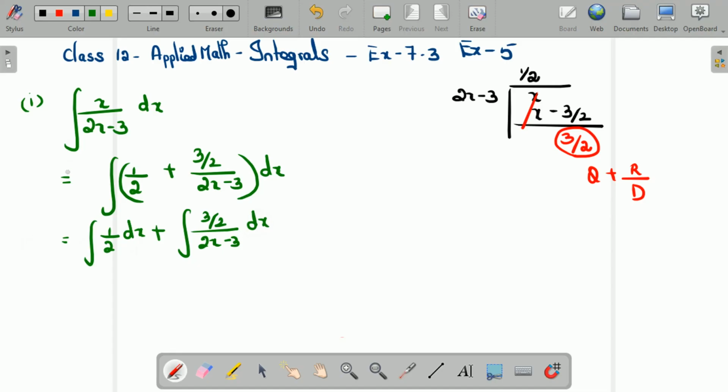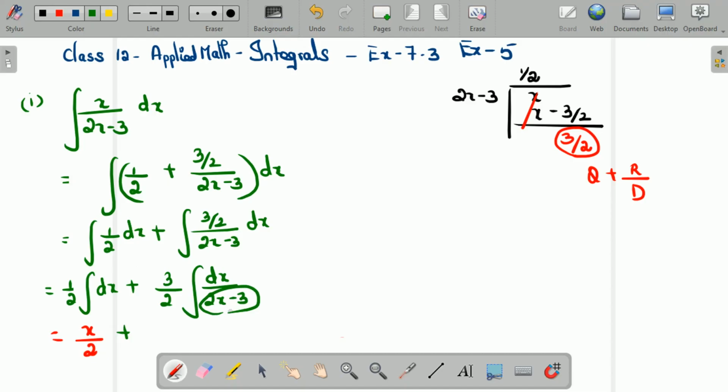In both the cases, I'm going to take the constant outside. So it is 1 by 2 integral dx plus 3 by 2 integral of dx divided by 2x minus 3. In the first case, we can directly perform integration. So the answer will be simply x by 2. In the second case, if the denominator is a single variable, we will be able to answer this. So let's put this in substitution.